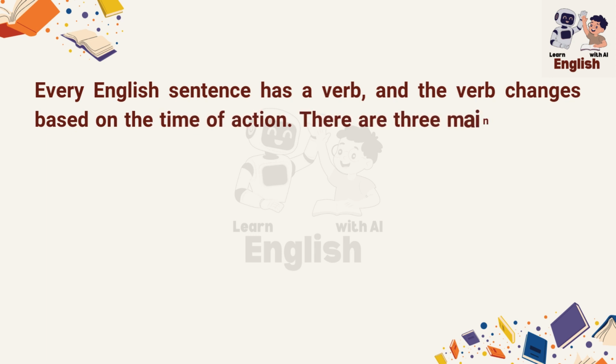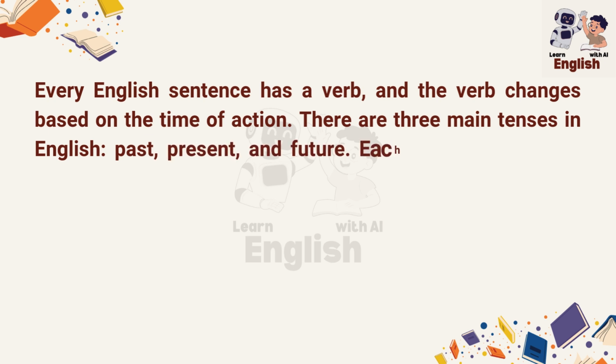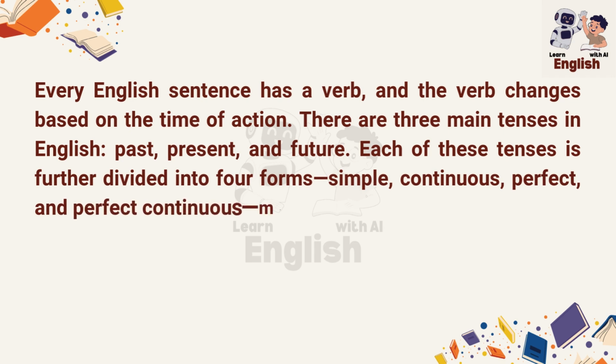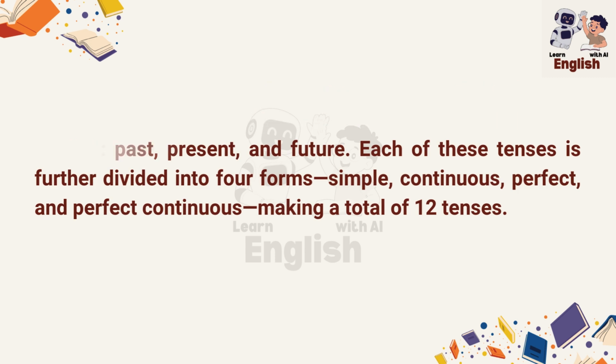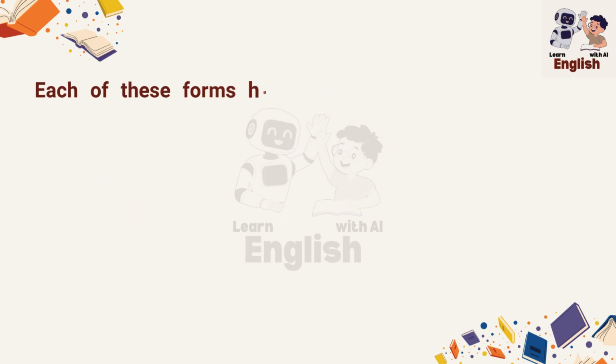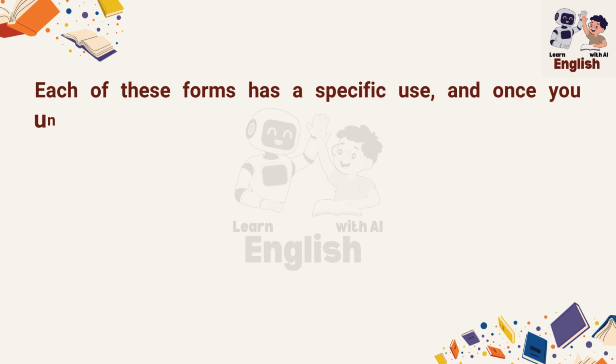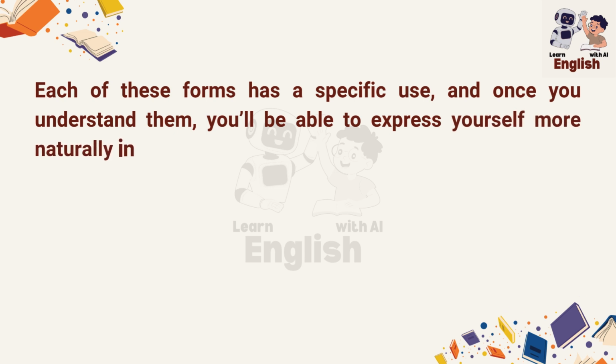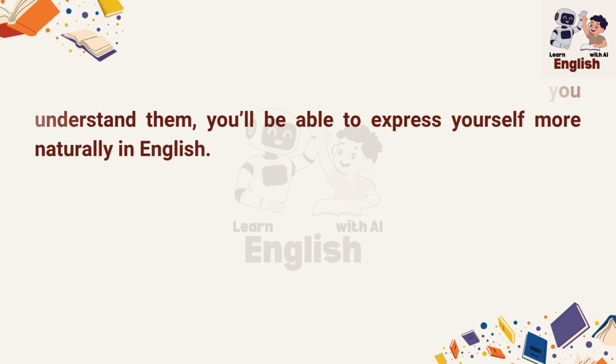There are three main tenses in English: past, present, and future. Each of these tenses is further divided into four forms: simple, continuous, perfect, and perfect continuous, making a total of 12 tenses. Each of these forms has a specific use, and once you understand them, you'll be able to express yourself more naturally in English.